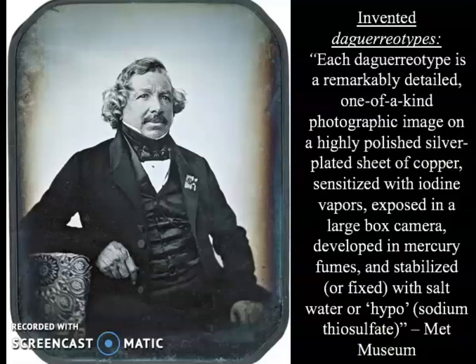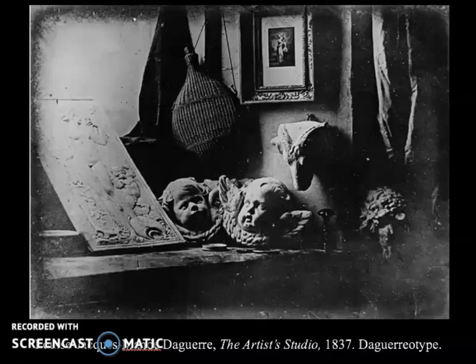It's a remarkably detailed polished silver plate sheet of copper, sensitized with iodine vapors, exposed to a large box camera, and developed in mercury fumes and stabilized with water and hyposodium thiosulfate. So you'll see this Daguerreotypes invented by Daguerre, and he's really going to start the expression of photography as this important work and invention. So you'll see that with one of his first and most important photographs here, the Artist Studio from 1837.